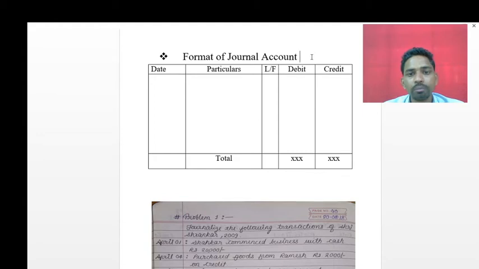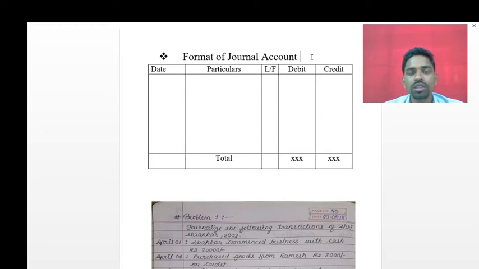And in the very previous lectures we saw how to pass the journal entries, meaning what working note we have to prepare, as well as how to apply the rules, the personal rule, real rule, as well as the nominal rule, while passing the journal entries. So you know the accounting rules. What is the personal rule?